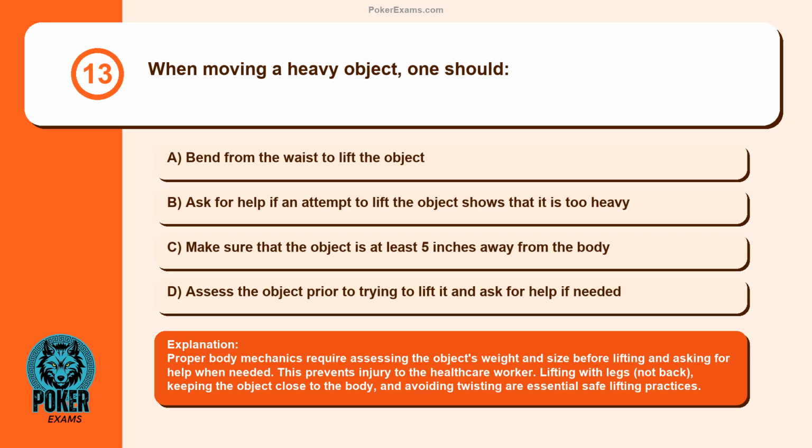Proper body mechanics require assessing the object's weight and size before lifting and asking for help when needed. This prevents injury to the healthcare worker. Lifting with legs, not back, keeping the object close to the body, and avoiding twisting are essential safe lifting practices.